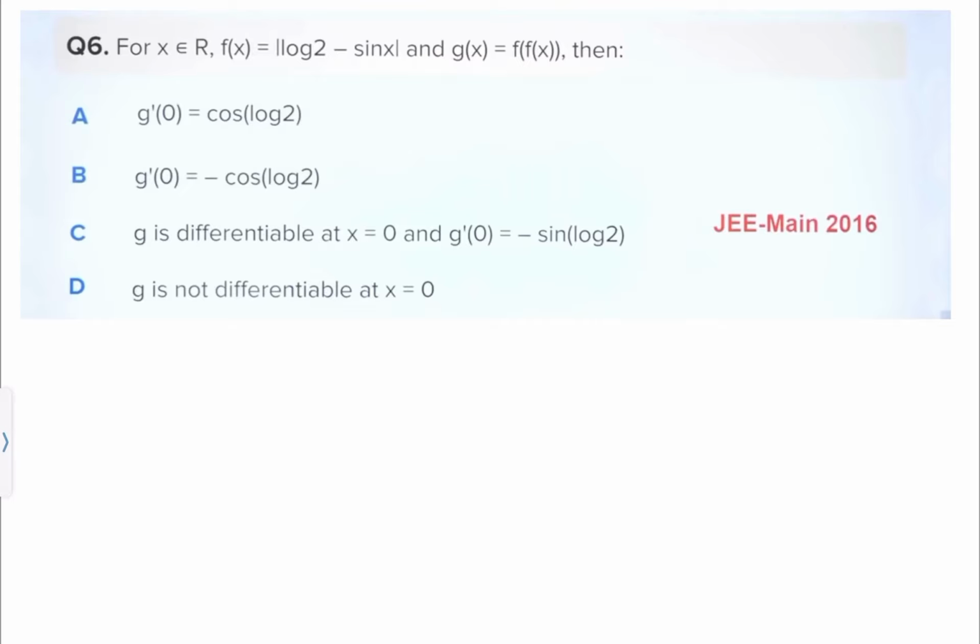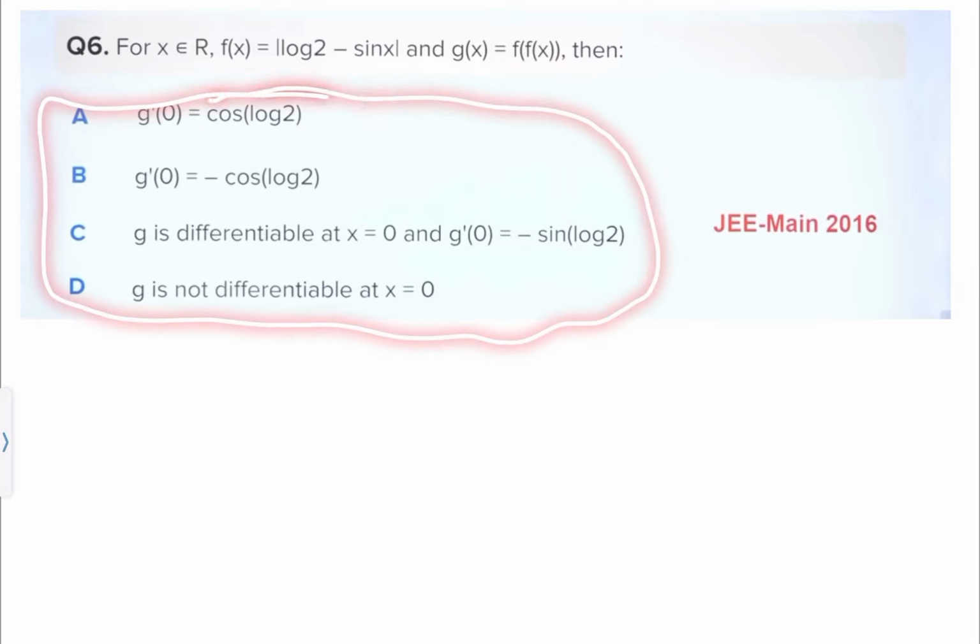The 6th question here is that x belongs to R and f(x) is given as this term, that f(x) is mod of log 2 minus sin x, and g(x) equals f of x, and then we need to find the suitable correct option from this set of options.